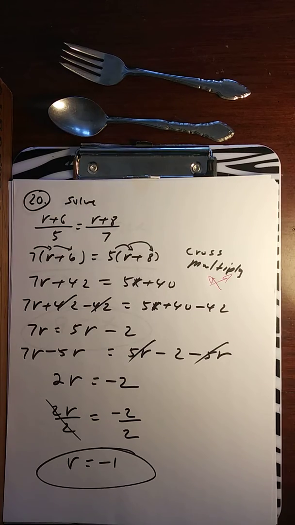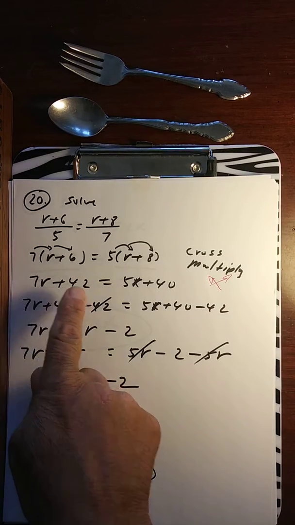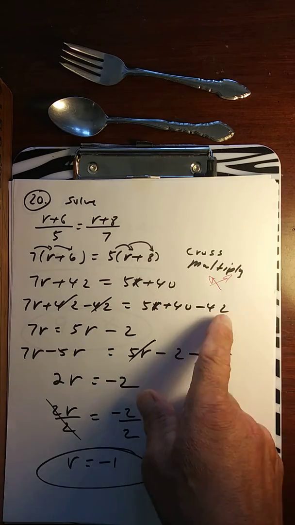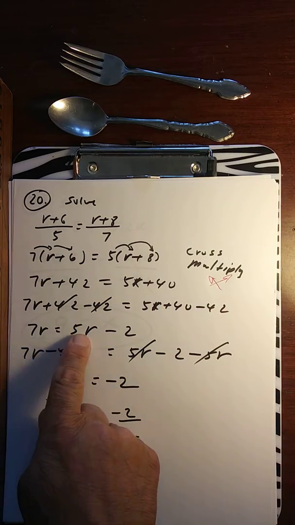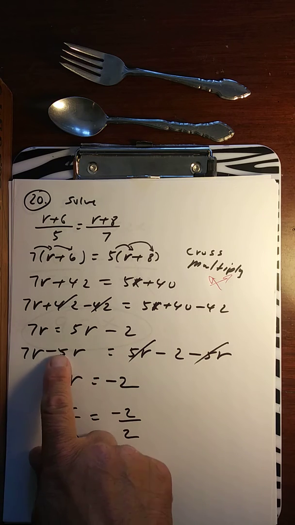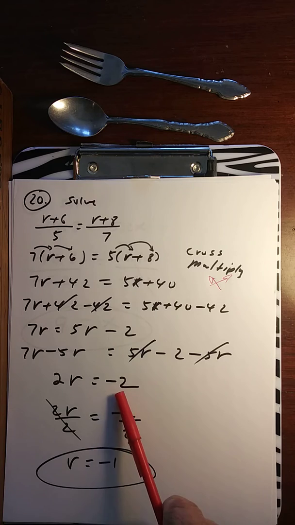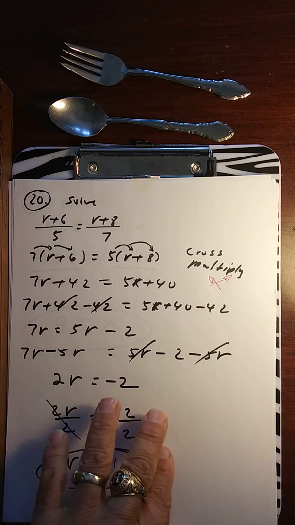Now we have 7R plus 42 equals 5R plus 40. So now minus 42, these are gone. So you have 7R equals 5R minus 2. Minus 5R, so we have 2R equals negative 2. Divide by 2, divide by 2. A negative by a positive is going to be a negative.